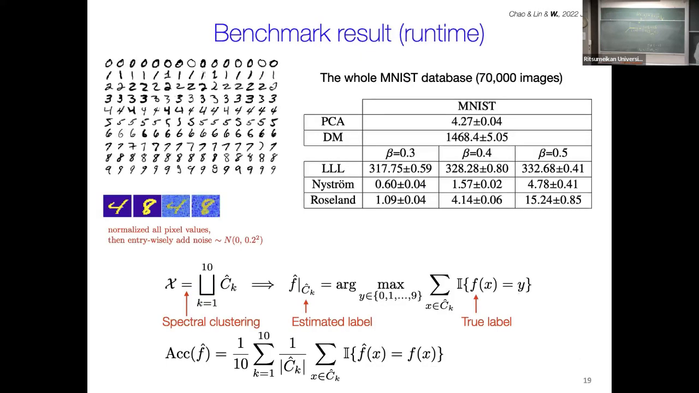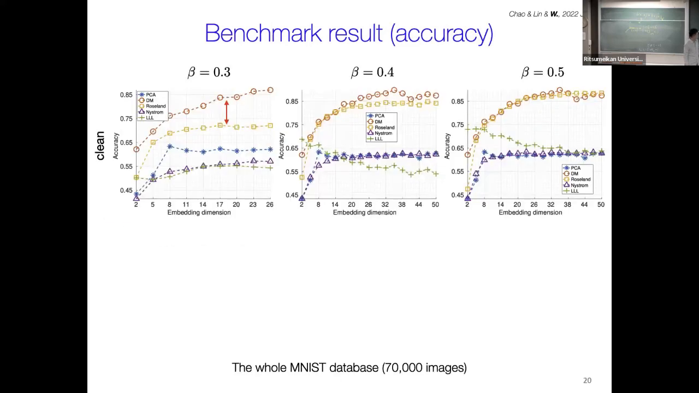Okay, so this is a benchmark result, a very, very simple one. If you see people working on this database today, it's not new at all. It's the MNIST database, 70,000 images. You can see that if you use diffusion map, it will take 1,000 minutes, a very, very long time. But if you use Roseland, it takes only 1 second, 4 seconds, 15 seconds, which is comparable with Nystrom extension. We can also evaluate the quantification, how accurately we can classify different digits. And I also consider some noise. In this very, very simple application, that is the result.